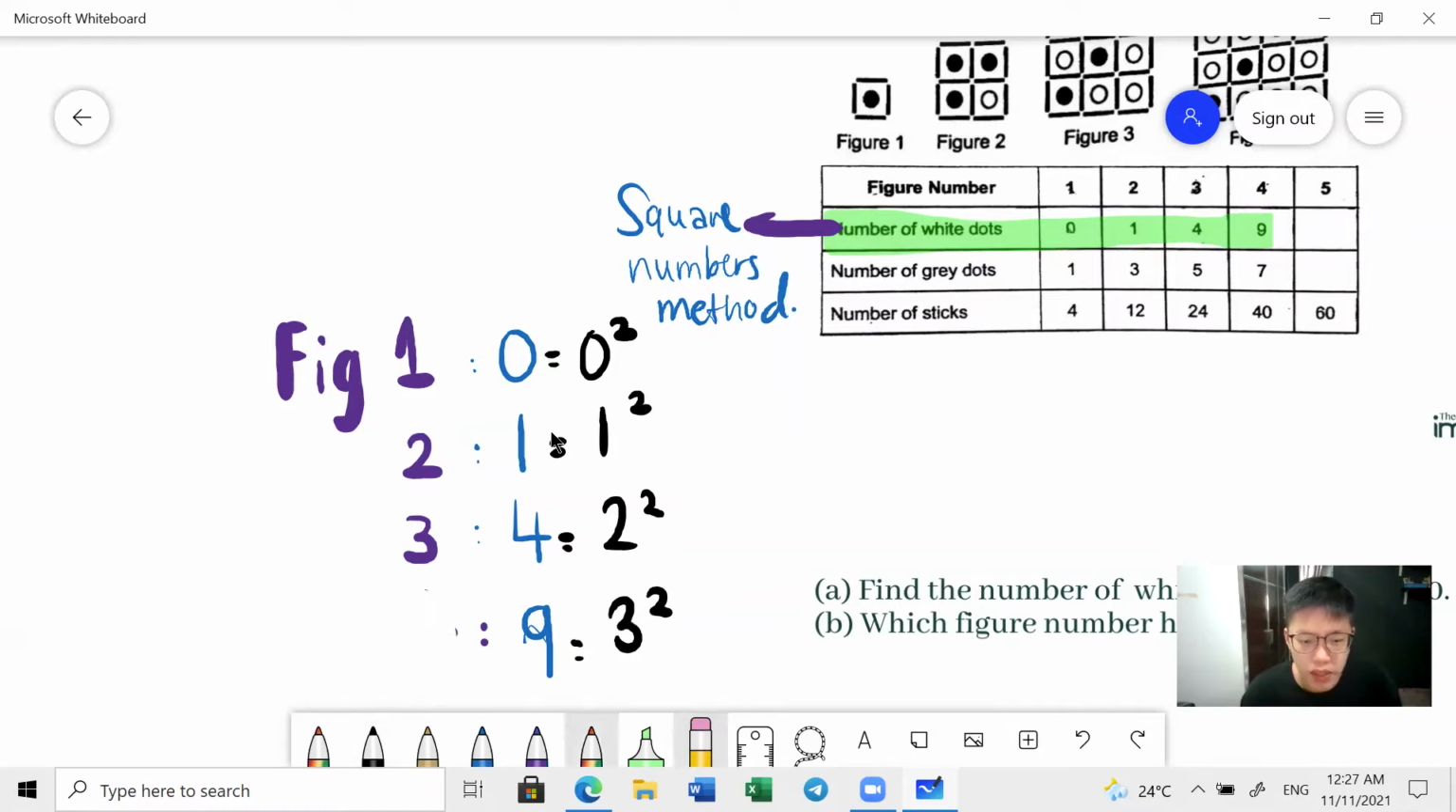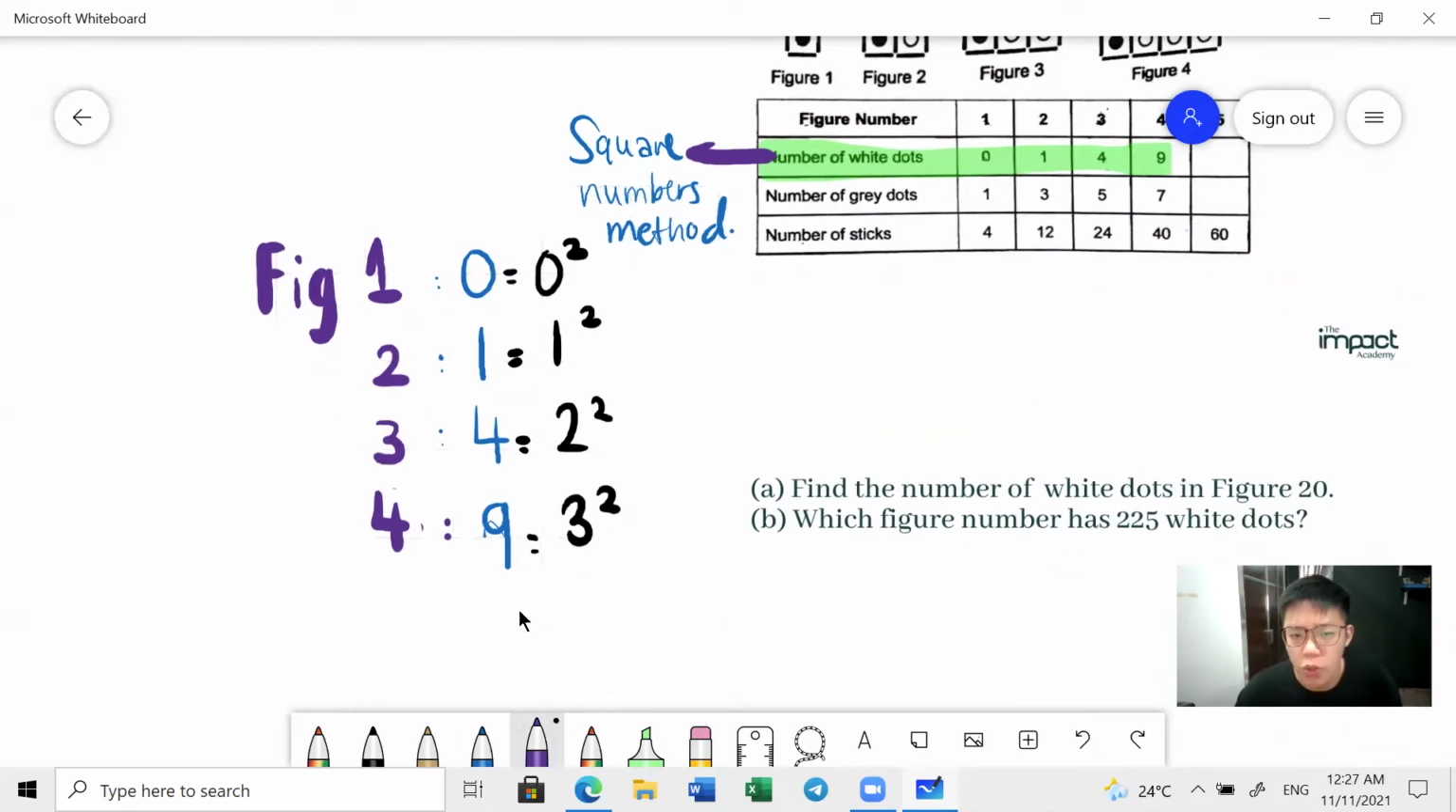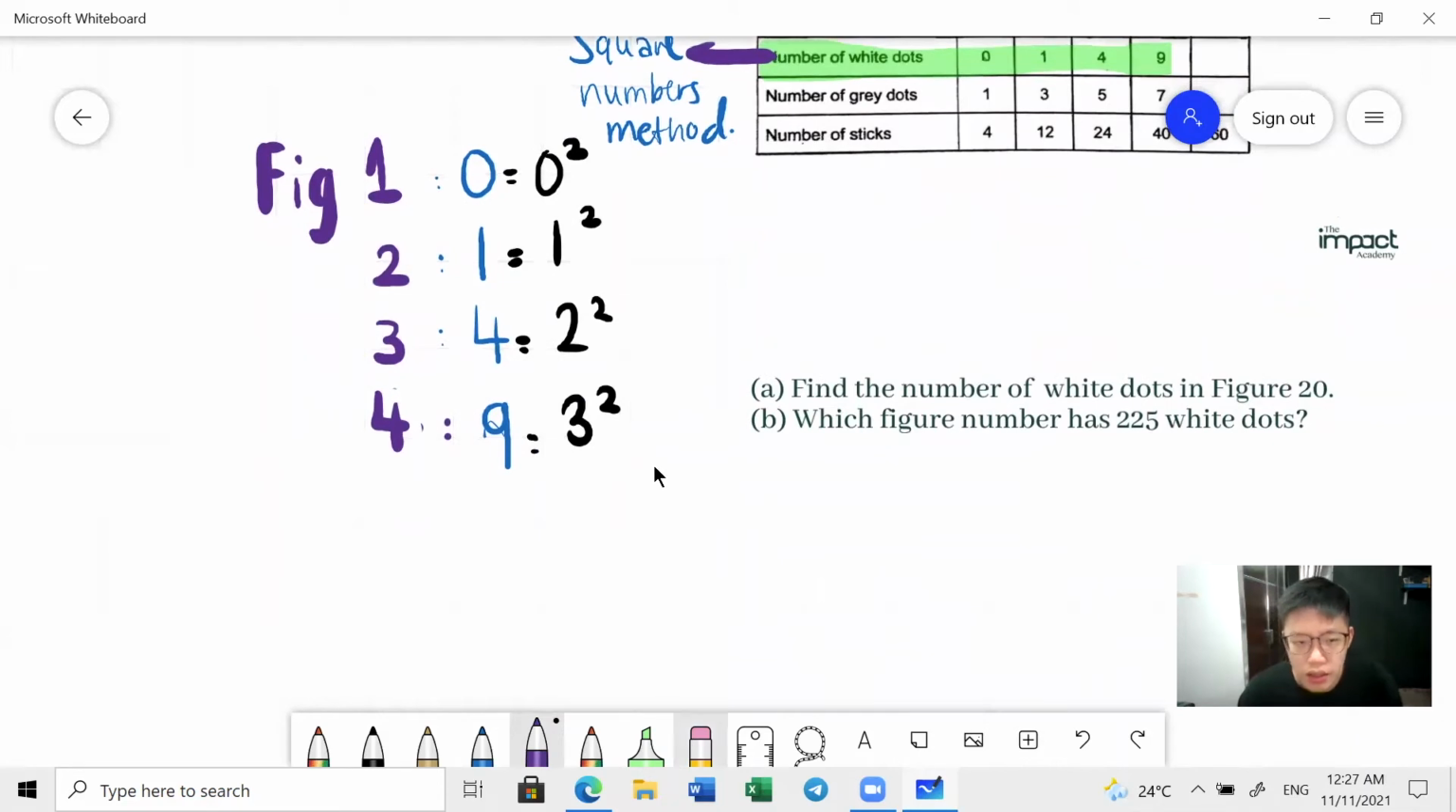Okay. Now, once you're done with this, you realize one pattern. What is it? The number of white dots is actually always 1 less than the figure number. So what do I mean? Can you see that when the figure number is 4, I put 3 to the power of 2, which means to say if the figure number is 10, I will do 9 to the power of 2.